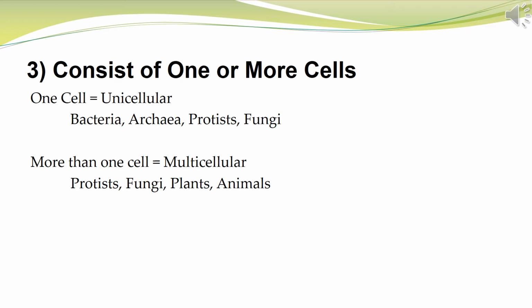Protists are single-celled eukaryotes, and we'll talk about what a eukaryote is here in a few more slides. And fungi can also occur in one cell. And the organisms that have more than one cell are called multicellular, and these include some protists, fungi, plants, and animals, of course.